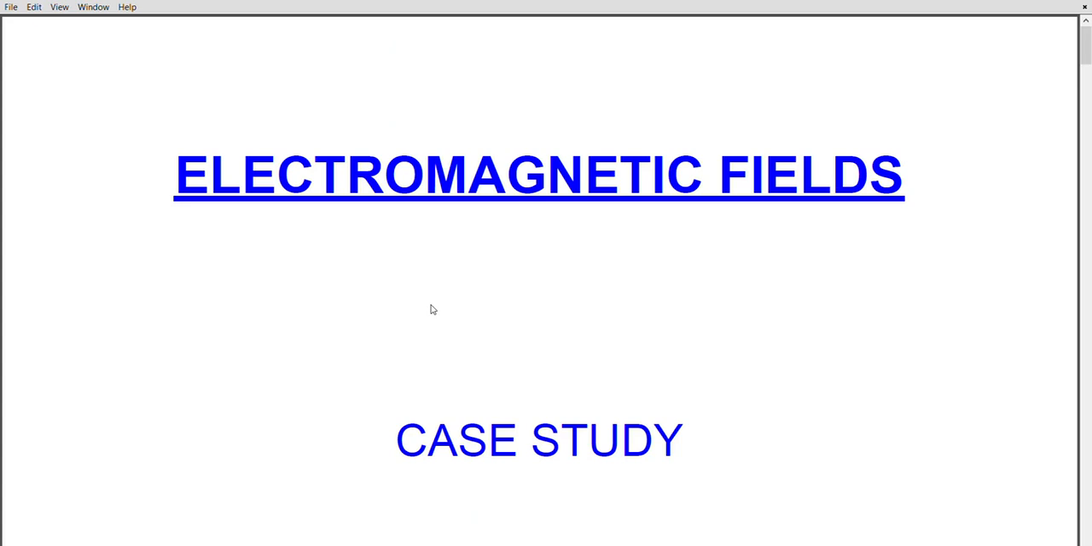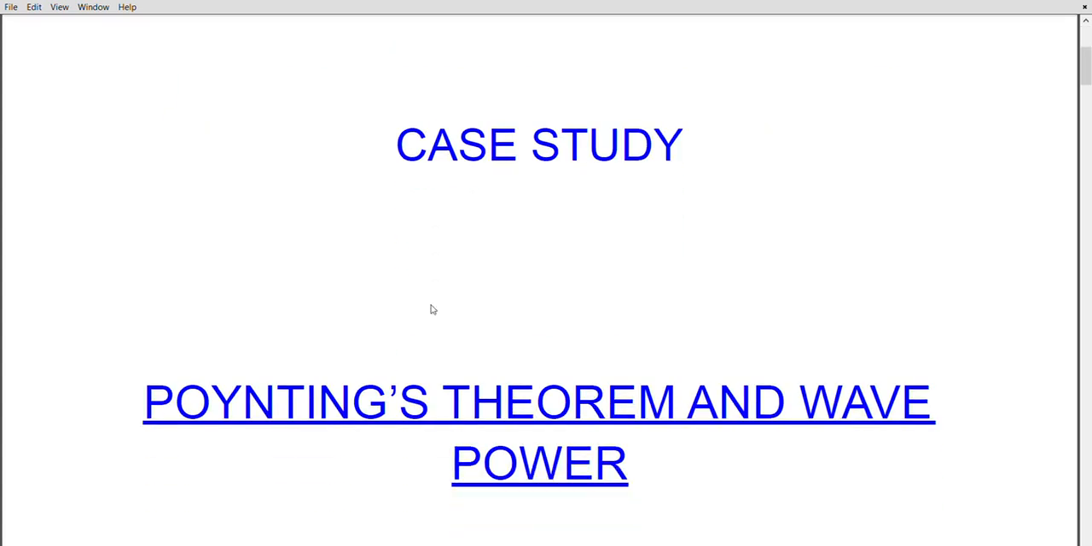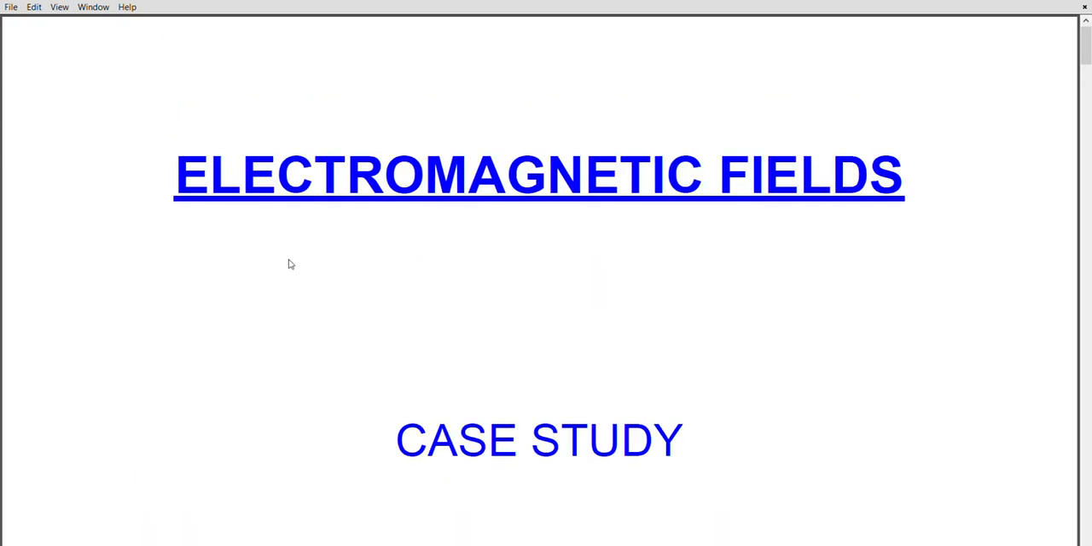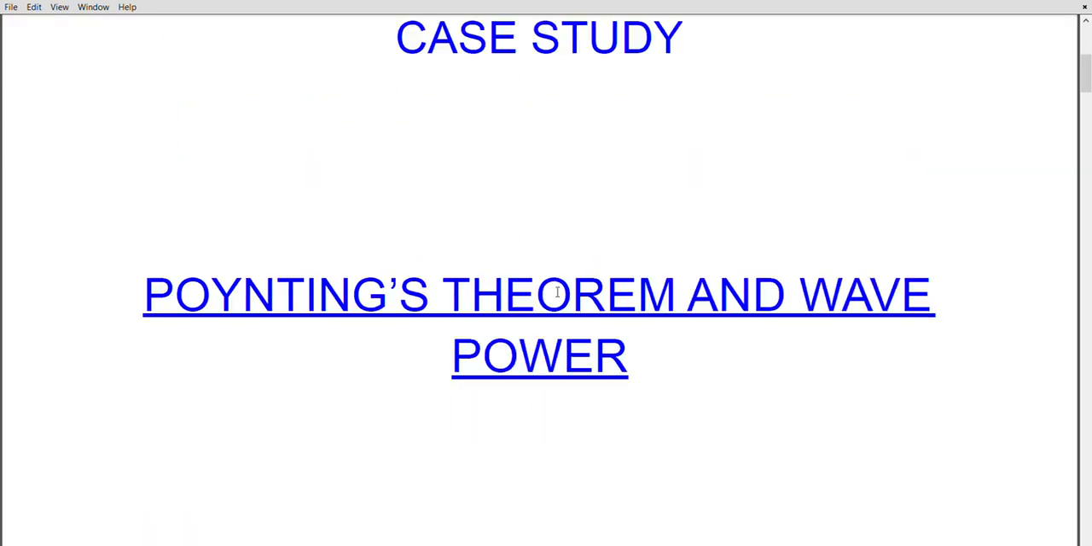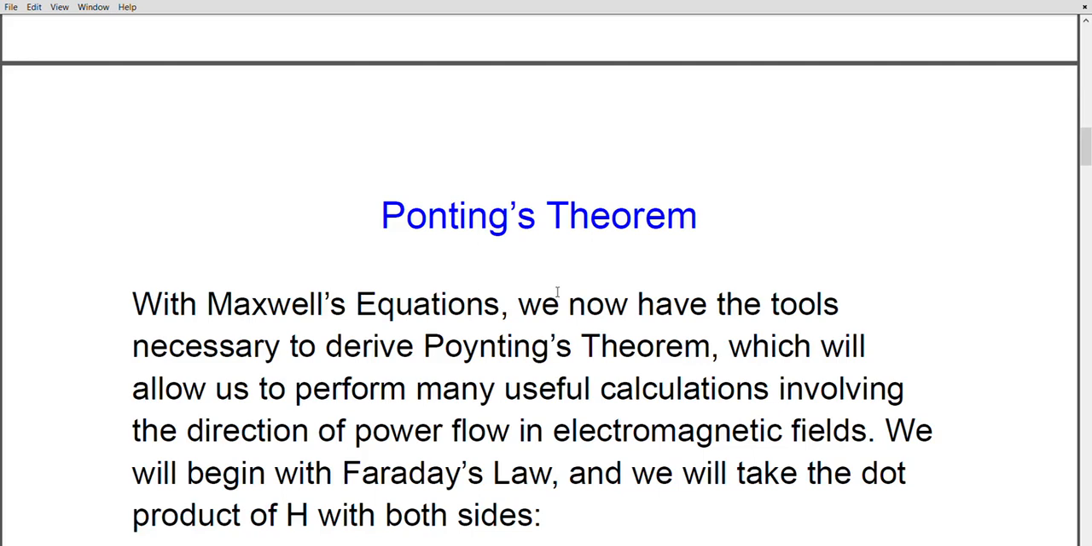Now I am going to talk about the Poynting theorem and wave power, which is for the purpose of a case study for the subject Electromagnetic Fields. Let us move to the topic Poynting theorem.